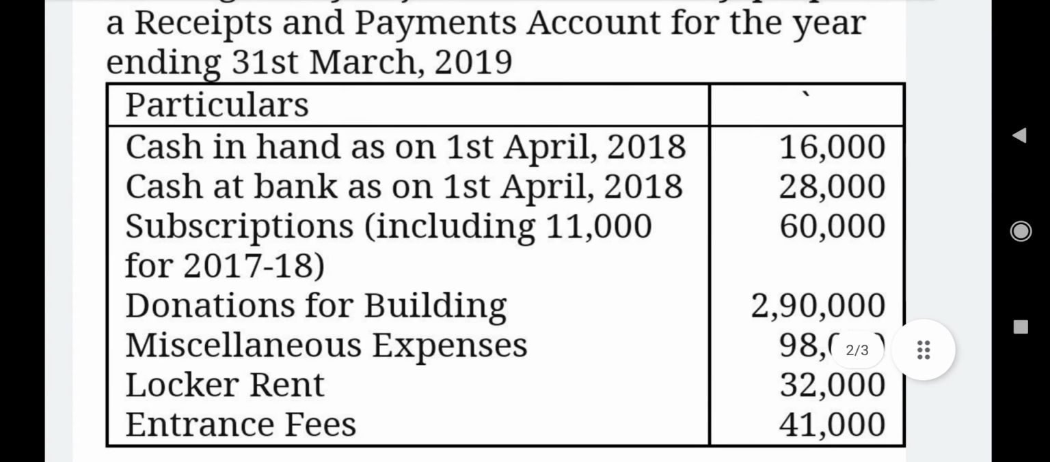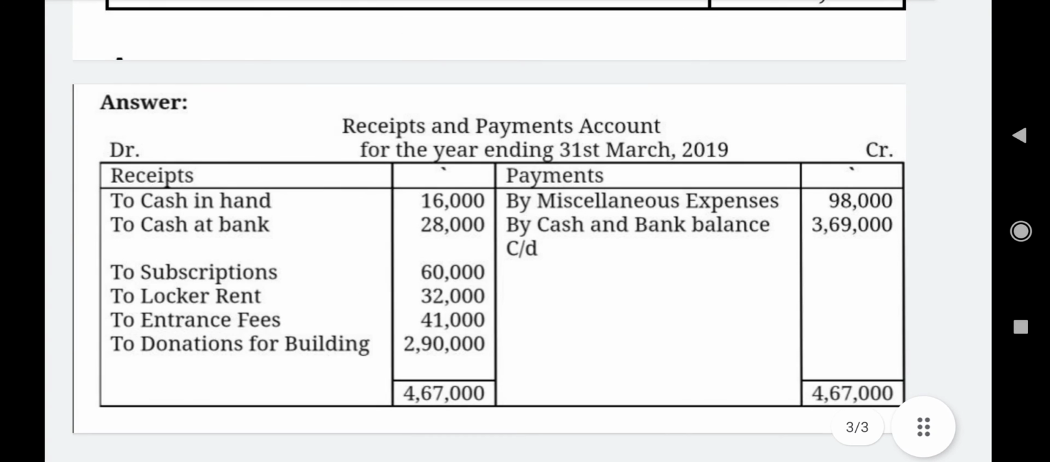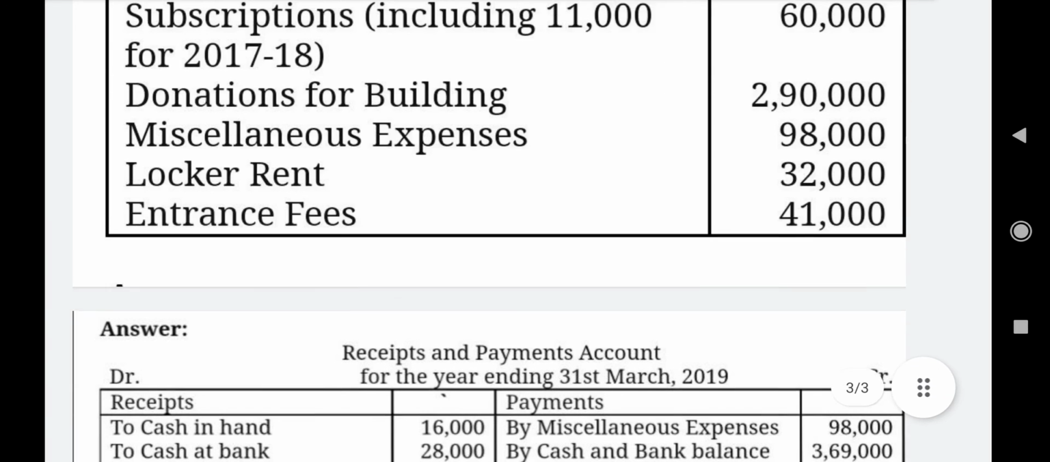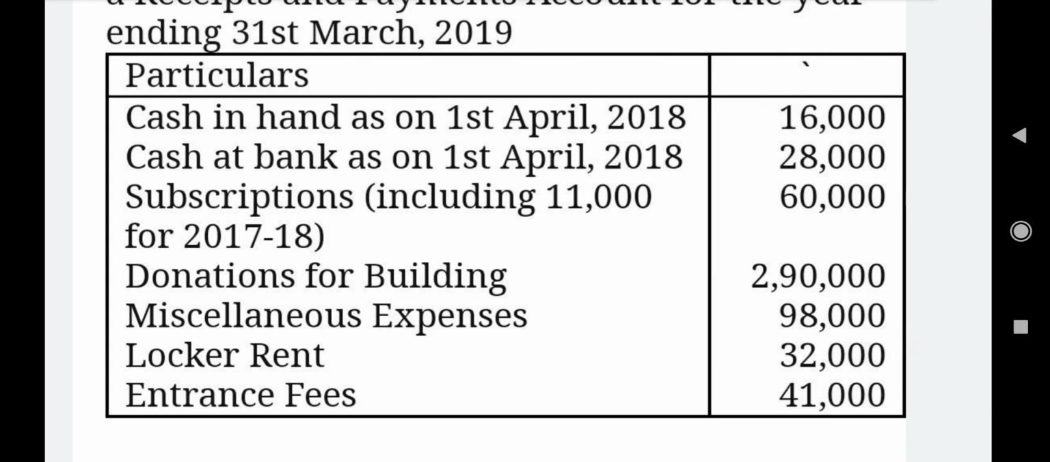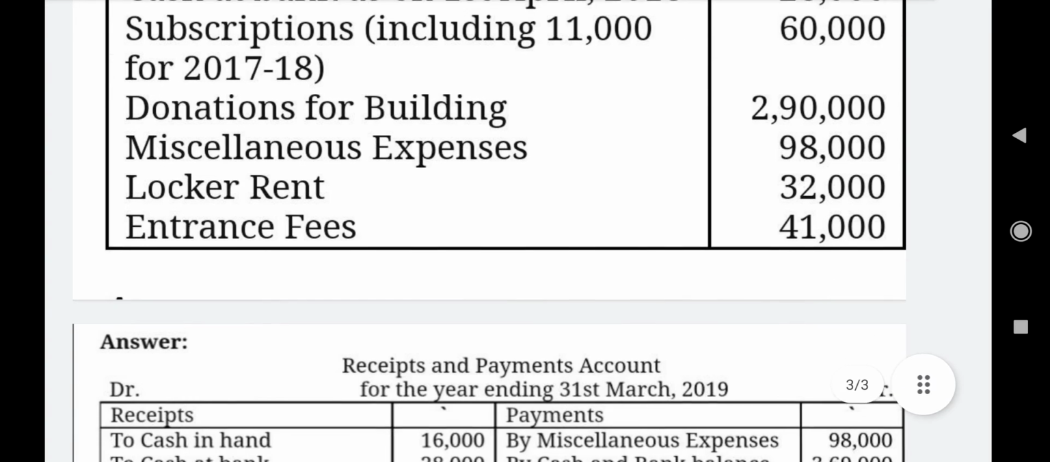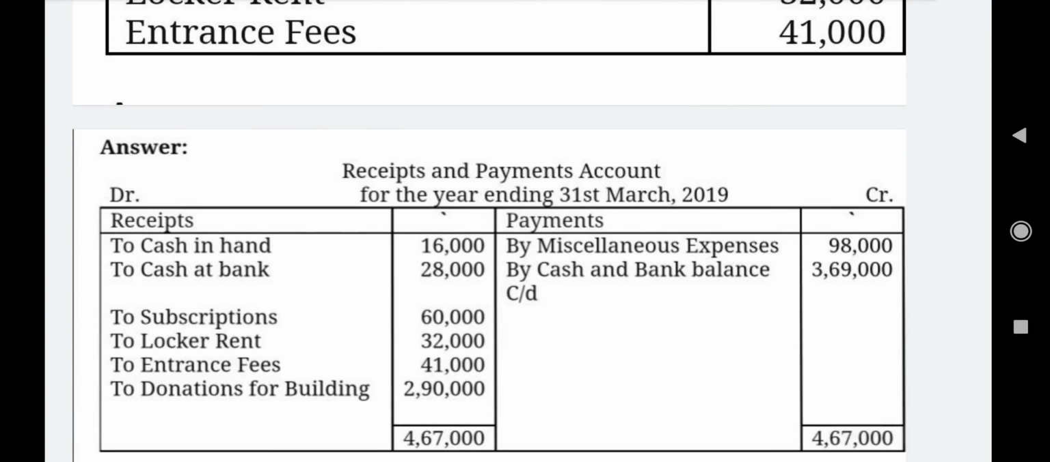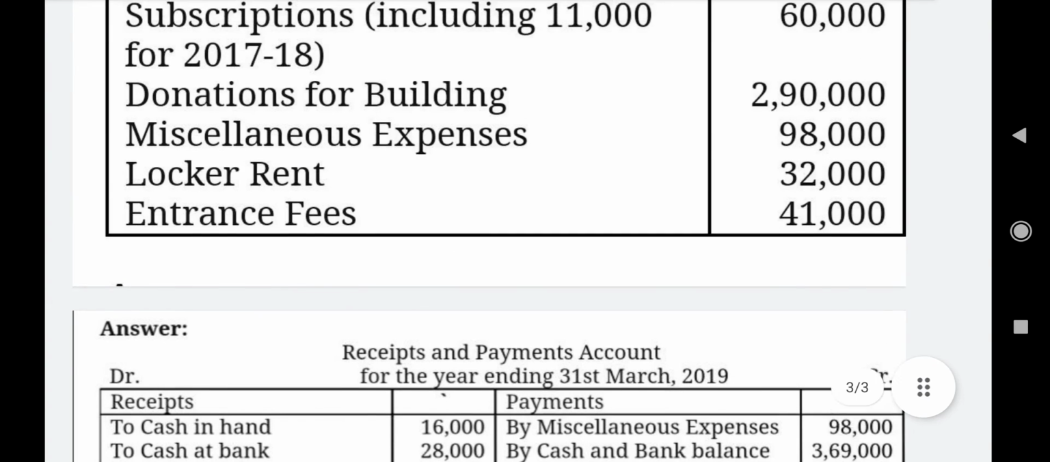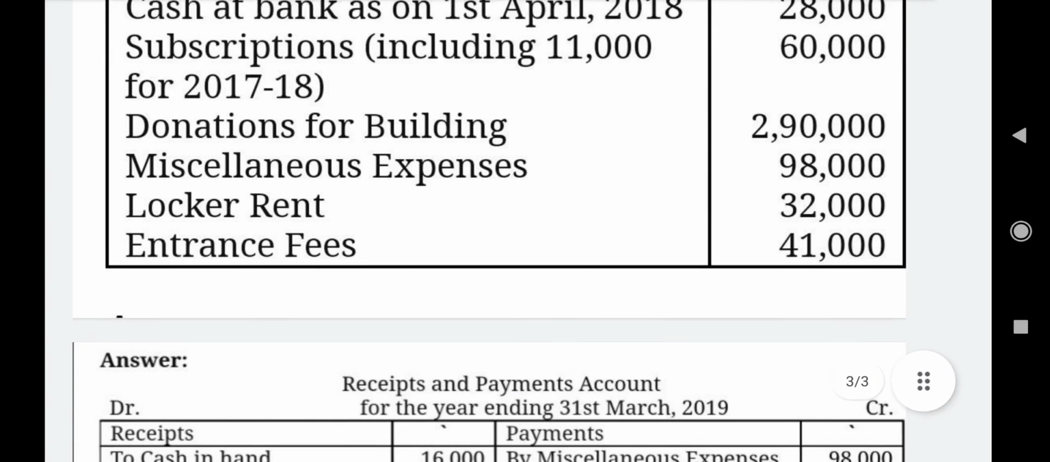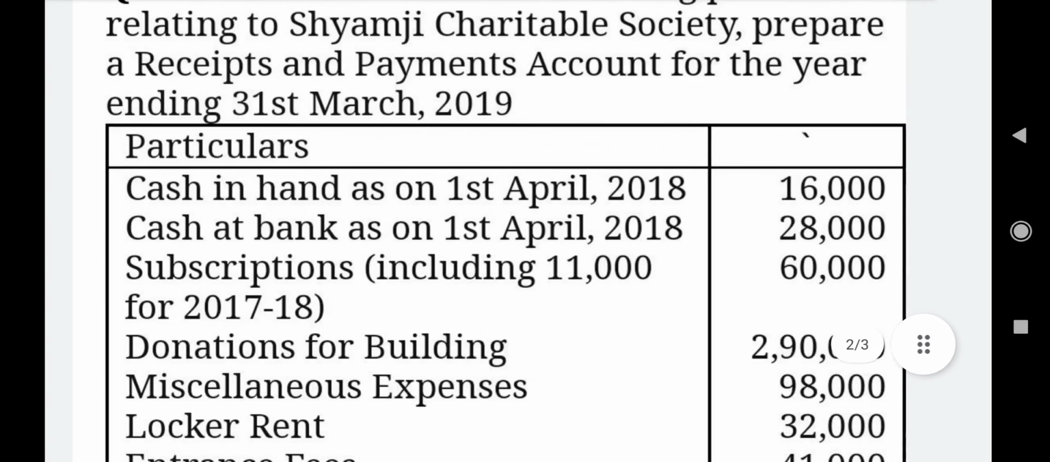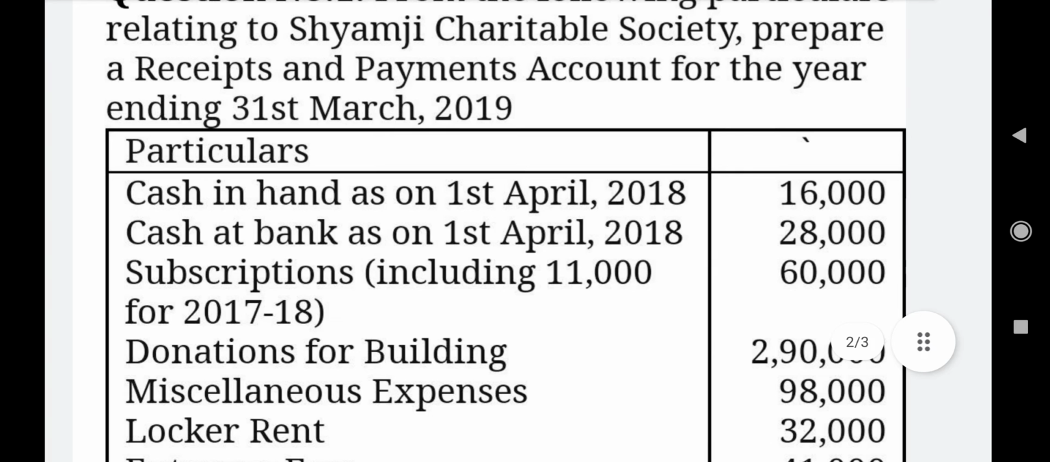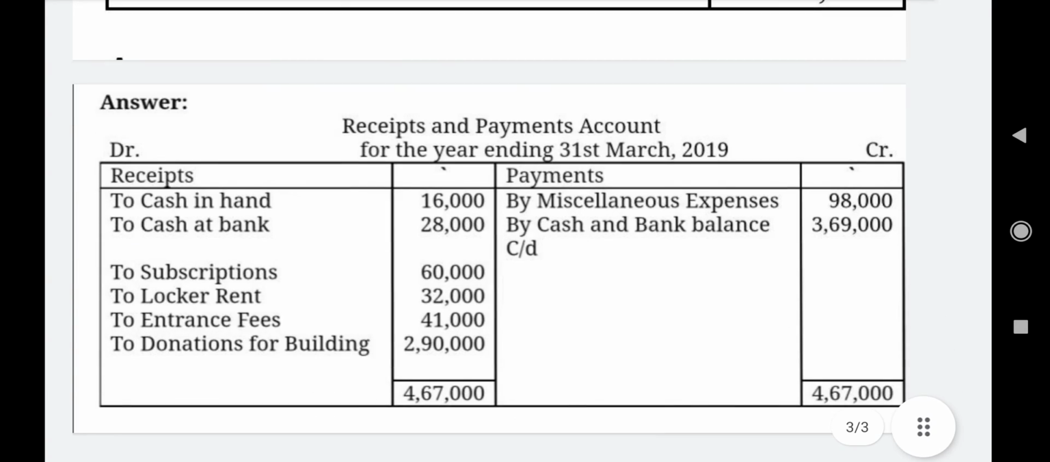You need to make the receipt and payment account for the year ending 31st March 2019. On the receipt side, first you will go with what? The opening balance of cash and bank, that is, you have 16,000 and 28,000. Then you see the receipt side, the debit side, cash in hand and cash at bank. Then after that you see subscription, that is 60,000. Even the 2017-18 amount is included, so 60,000 you should record here.